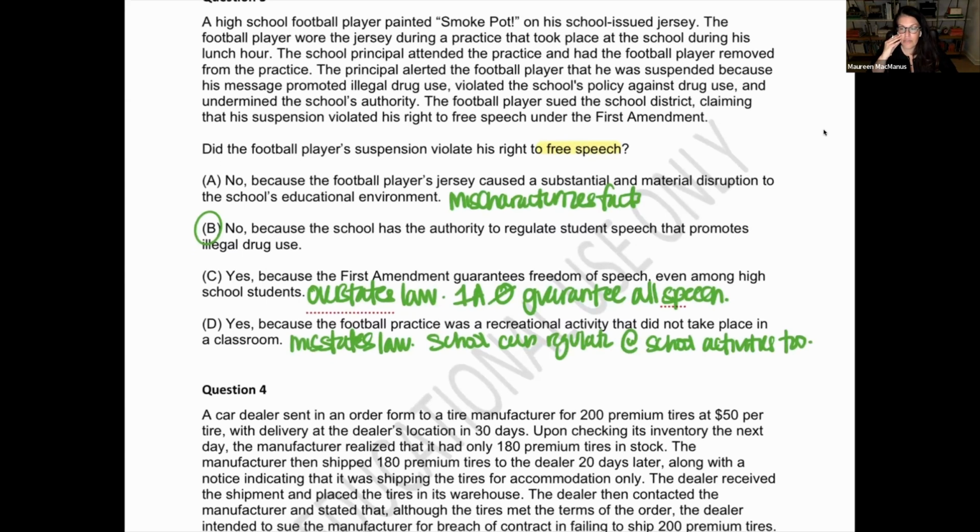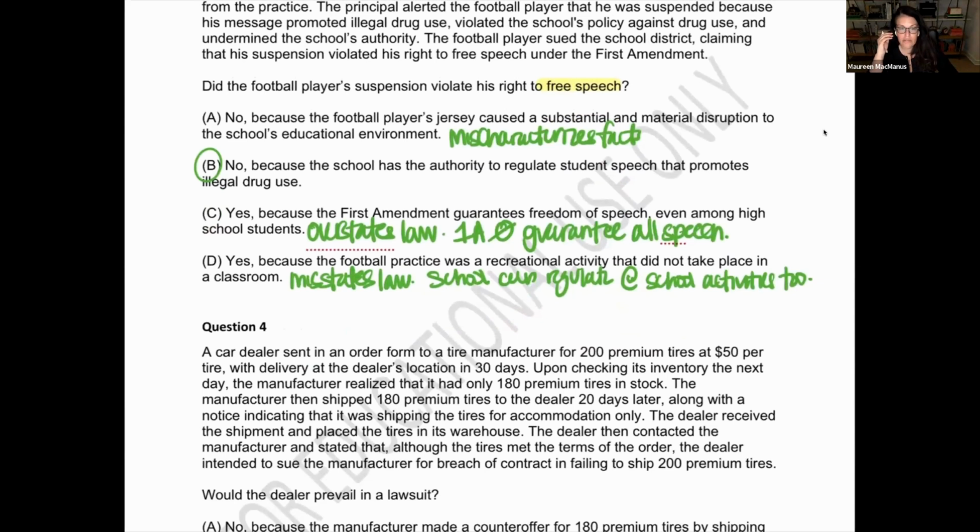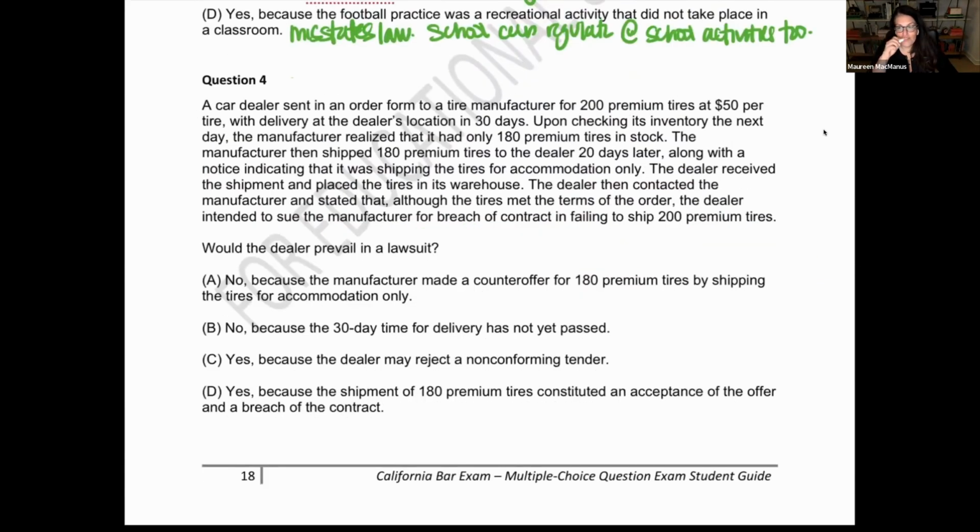And yeah, you can regulate speech that promotes drug use. Yeah, that's exactly what's happening in this question. All right. Now let's look at question 4.